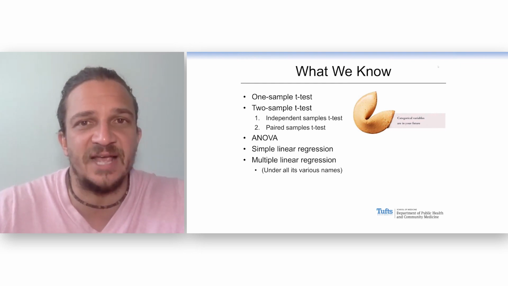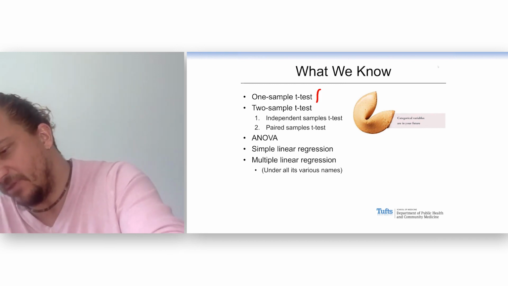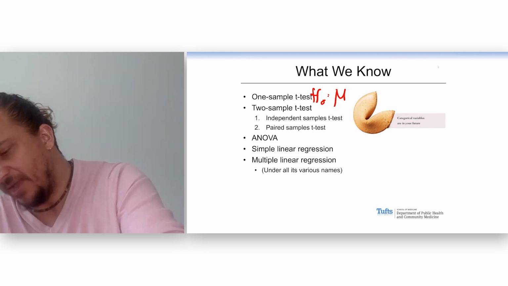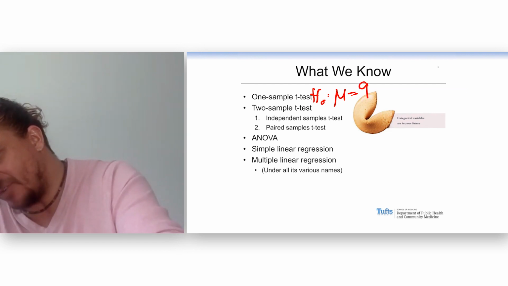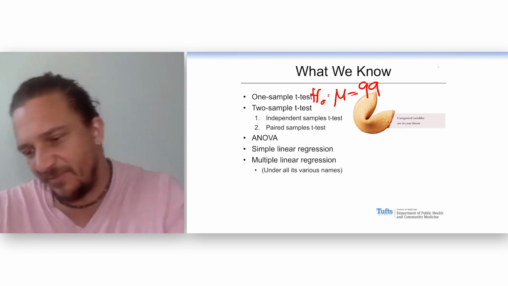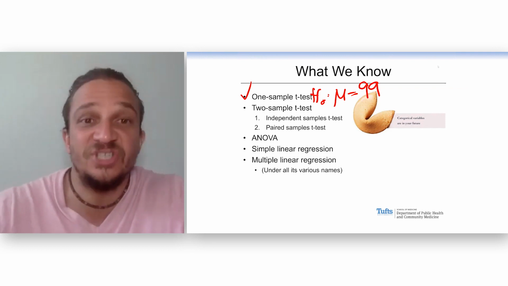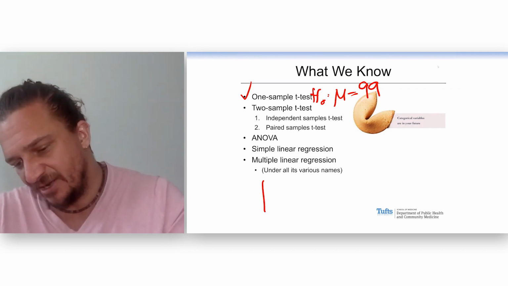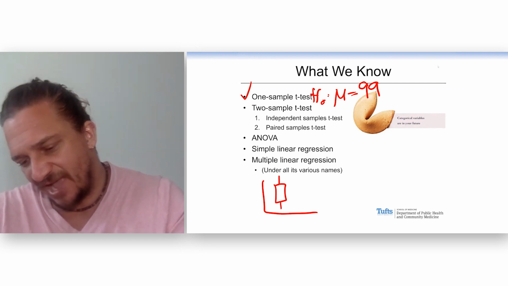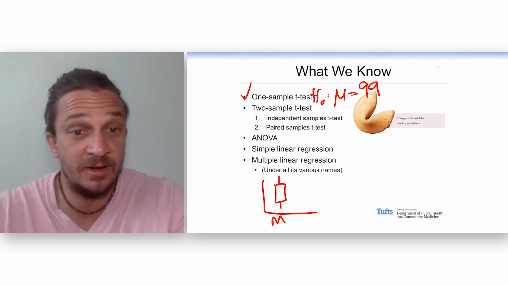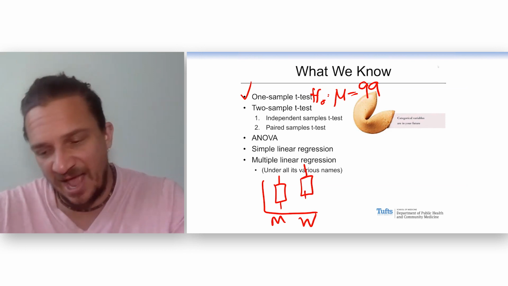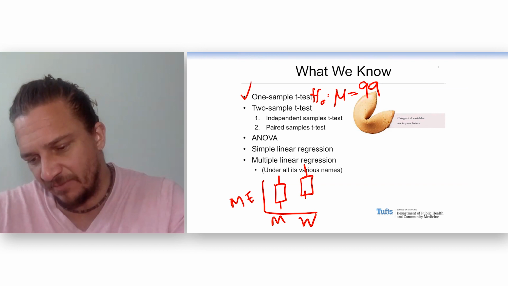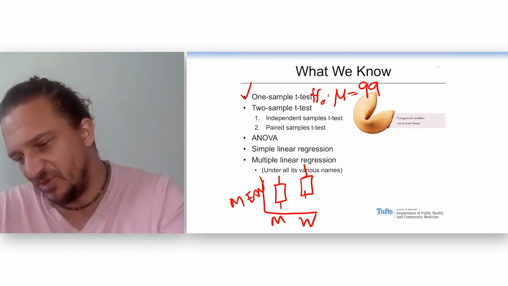A one-sample t-test, which tests a null hypothesis about a single mean, asks: is a given mean equal to a certain value? Does the average person have 99 problems? One-sample t-test. We talked about a two-sample t-test. The two-sample t-test was conceptualized as: I have a group of people here, let's call them men, and I have a group of people here, let's call them women, and I want to see if the mean of anything differs between the men and the women. This is a two-sample t-test.